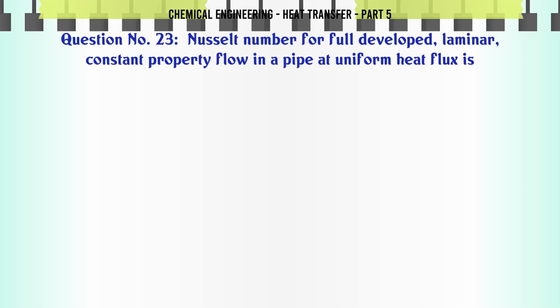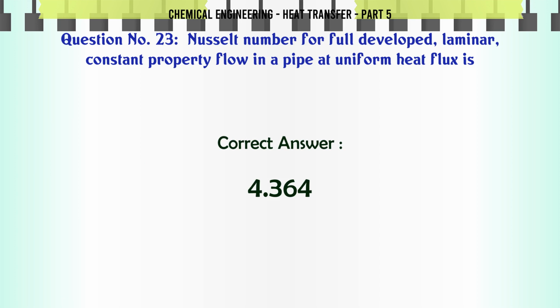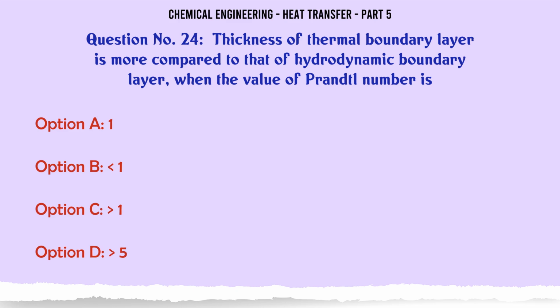Nusselt number for fully developed laminar constant property flow in a pipe at uniform heat flux is: A. 0.72, B. 4.364, C. 18.83. The correct answer is 4.364.